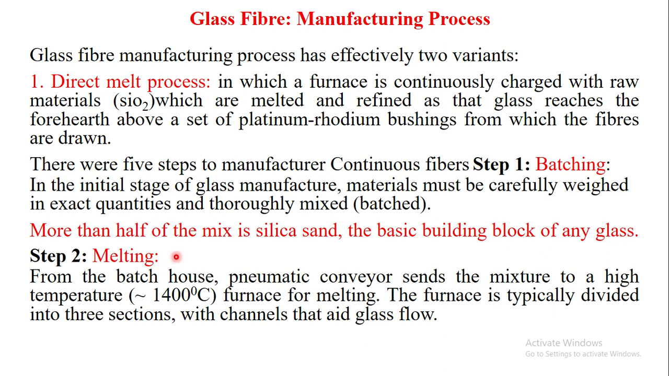Then the second step is the melting process. After the batching process, the material is cleaned and unnecessary minerals are removed. From the batching house, pneumatic conveyors transport the mixture from batching to the melting process. We use the conveyors to send the mixtures to a furnace at a high temperature of 1400 degrees Celsius for melting the silica sands.